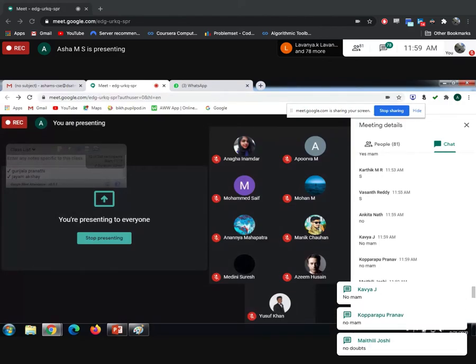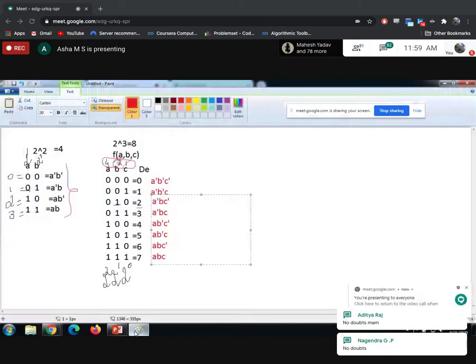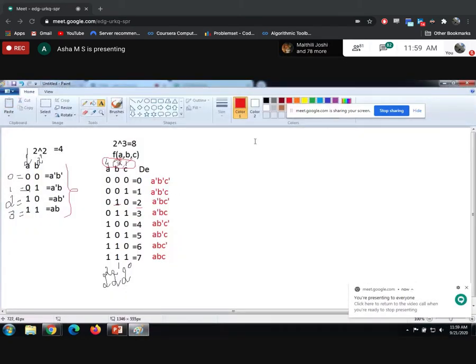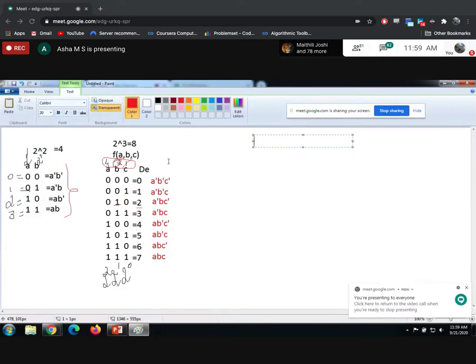Anyone is having doubt how to write the minterms or fundamental products? Okay. Next, we'll move to the next combination. So, what is the next combination? Next combination we have here is 2 to the power of 4.